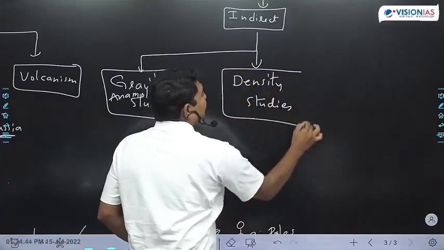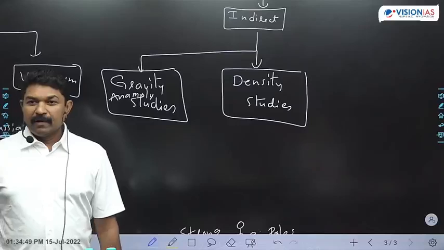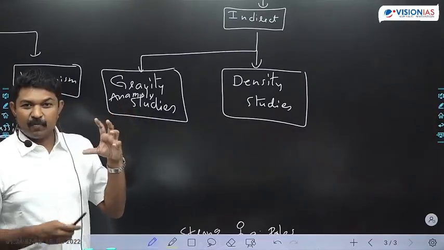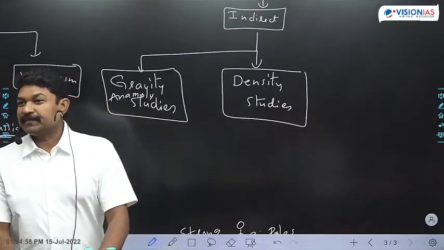Another indirect evidence is called the density studies. Because of the denser material, gravity is more. We are talking only about gravity. Now let us specifically talk about density.